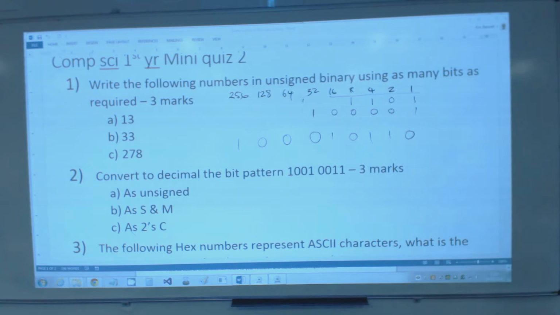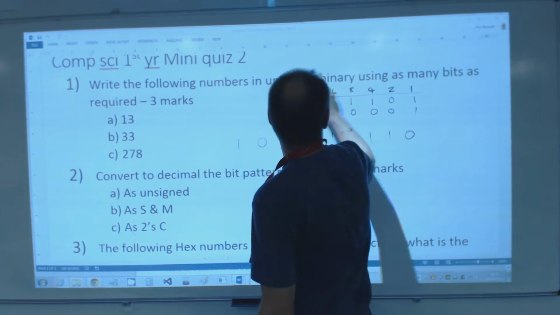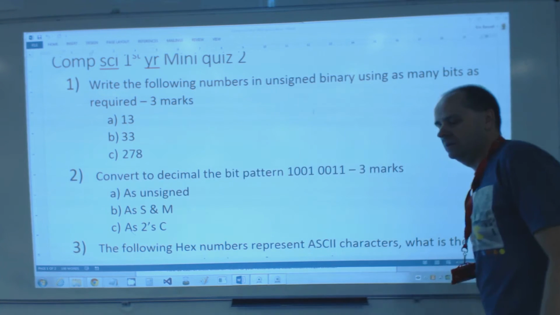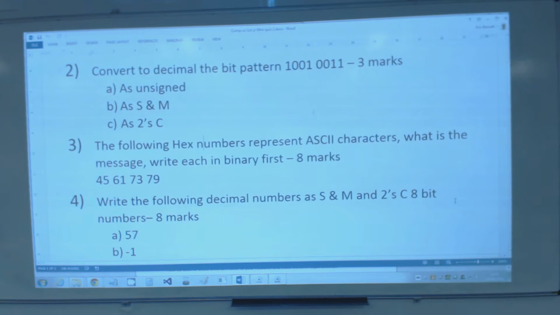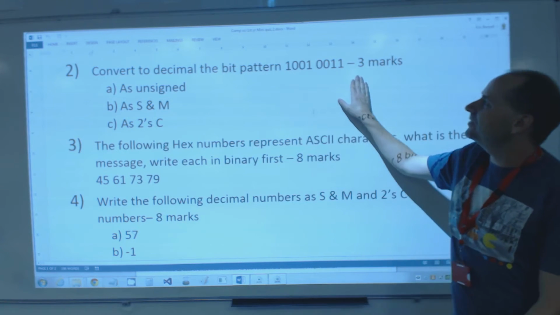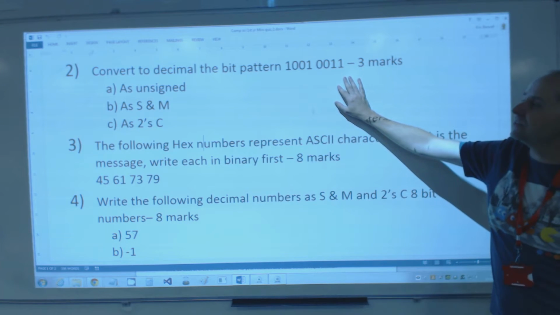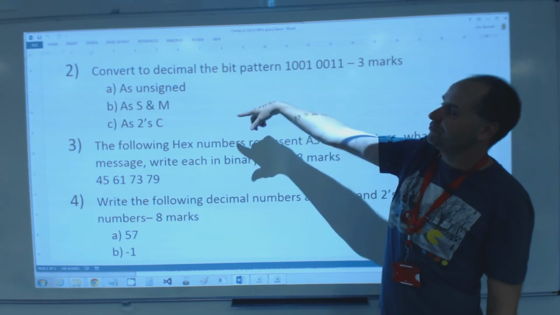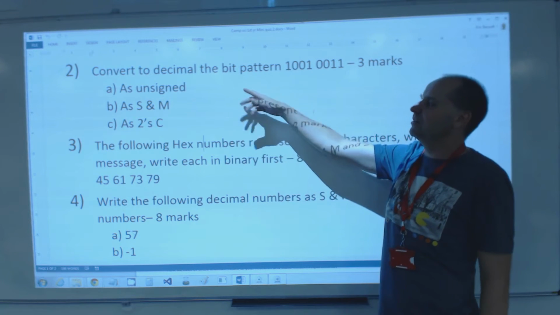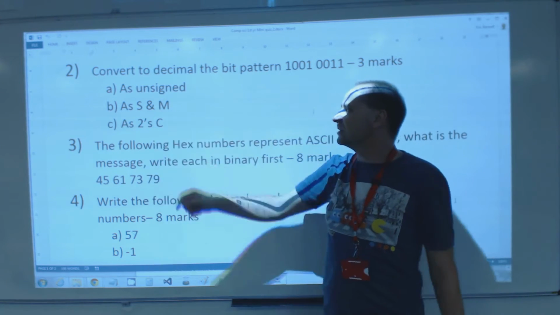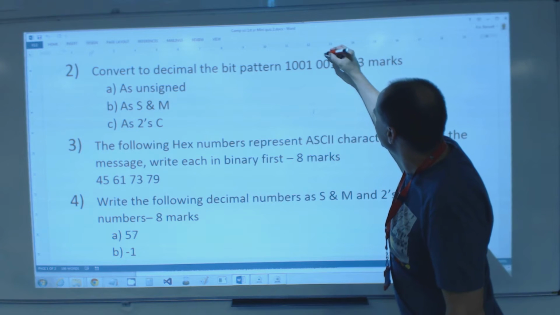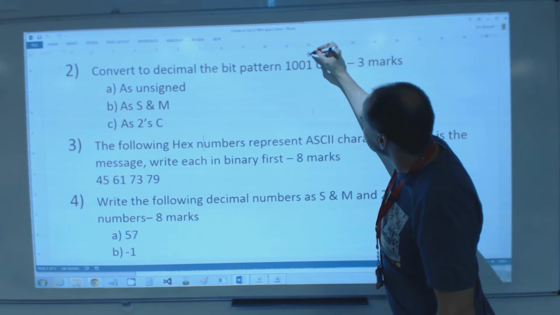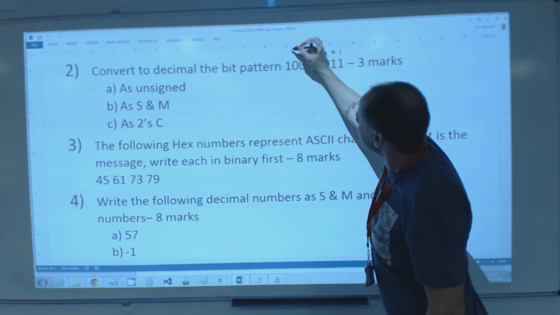Okay, moving on. Okay, so remember this is all about data representation. So we've got a pattern of bits. Remember, it means nothing until we say what it represents. So in this case, we're saying it represents first an unsigned number, then sign and magnitude, and then 2's complement. So we need to put some column headings on. So I'm going to put them up on top of there. 4, 8, 16, 32, 64, 128.